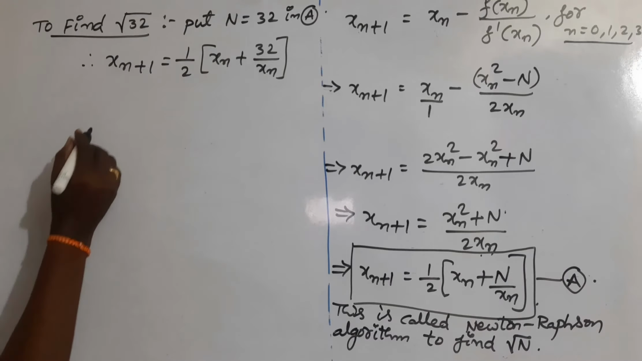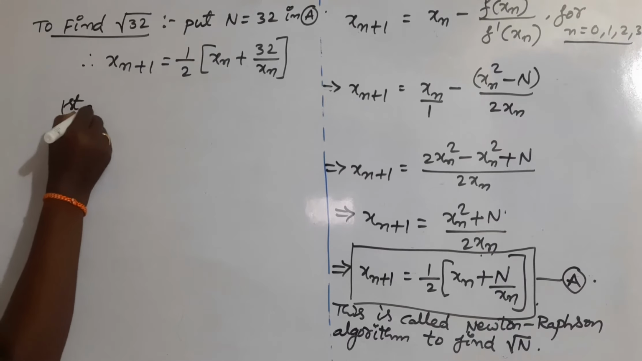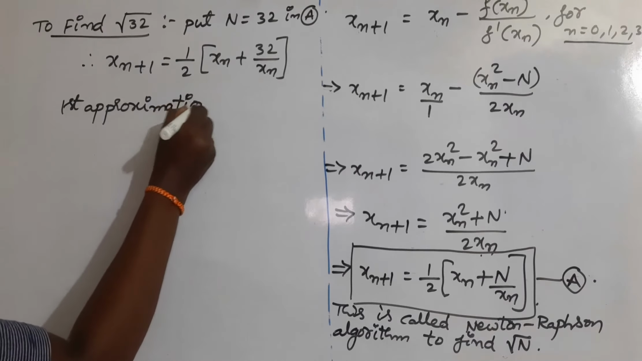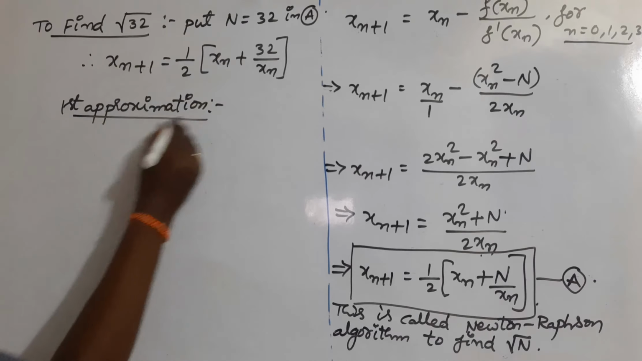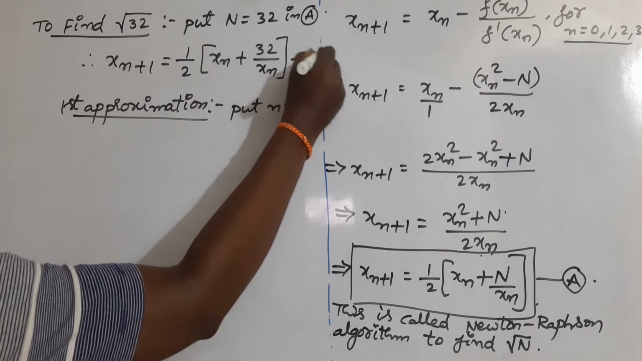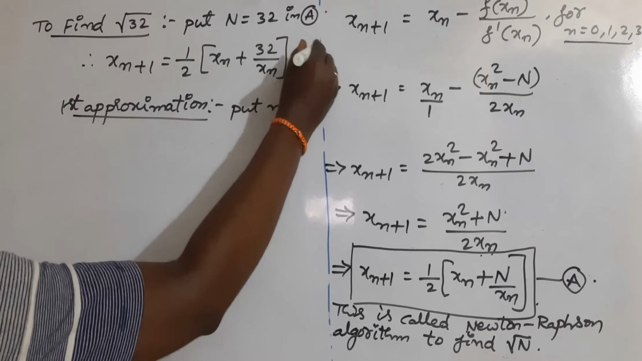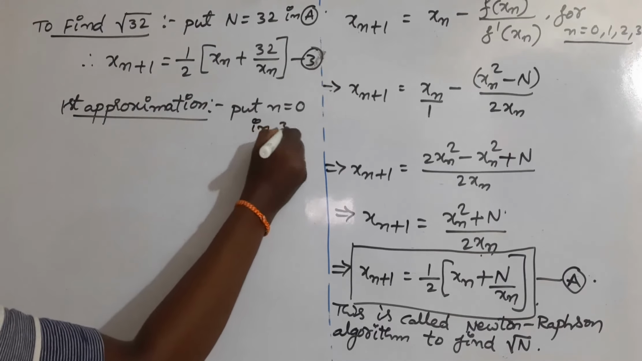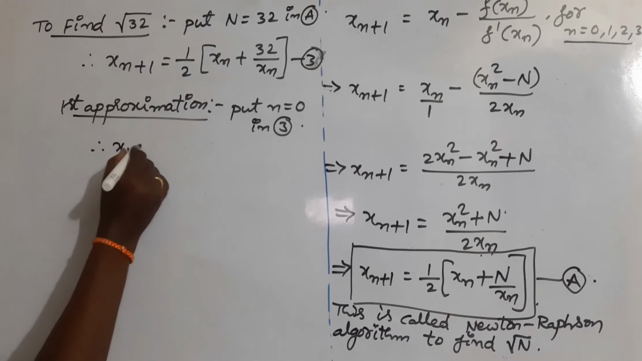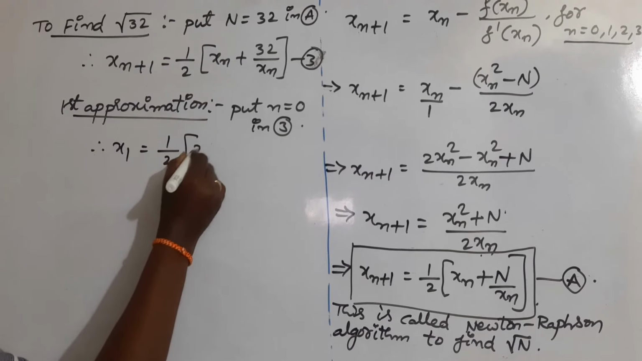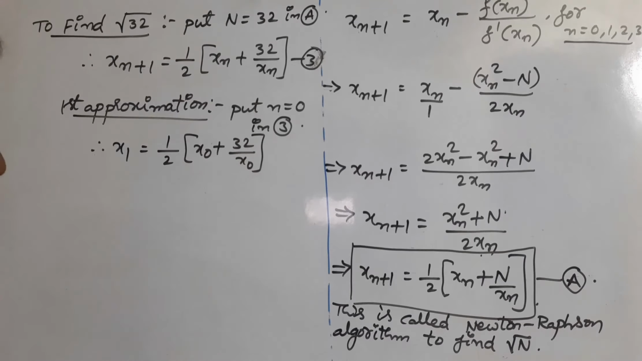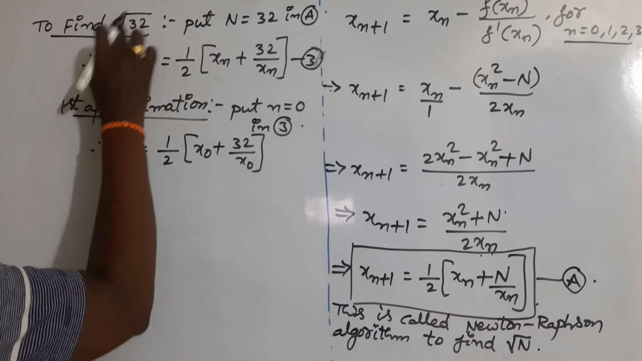See, for the first approximation of the value of root over 32, replace n is equal to 0 in equation number 3. So you will get x 1, x suffix 0 plus 1, which is x 1, is equal to half into x 0 plus 32 by x 0. What is x 0? Starting value of the required root over 32.